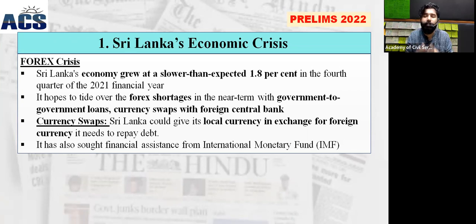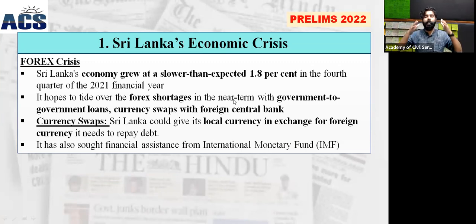Why is a government not willing to ask for financial assistance? Do you know why a country is not going for financial assistance from the IMF? Is there any reason why Sri Lanka has not tried it before? Why were they asking for financial assistance from other countries? Does somebody know? Please comment in the box. Okay, leave it if nobody knows.